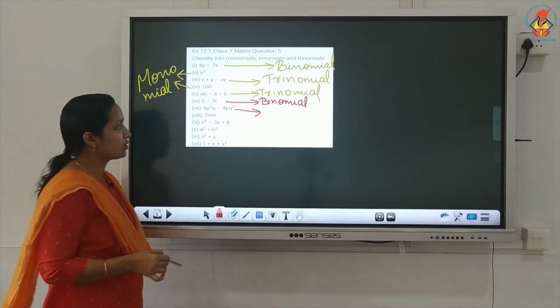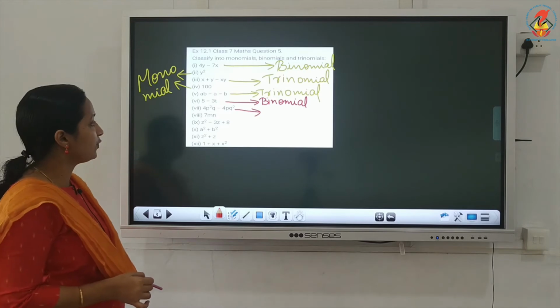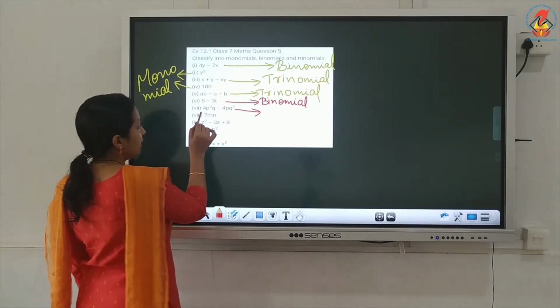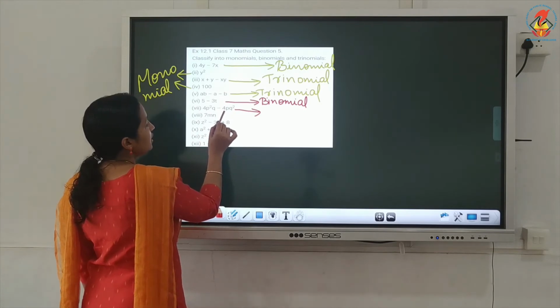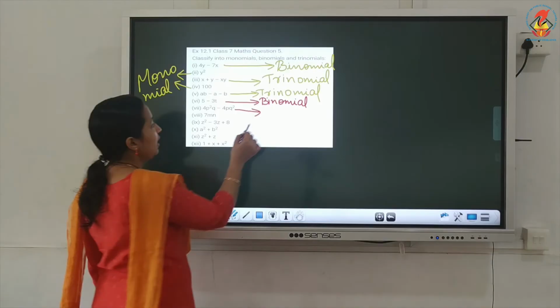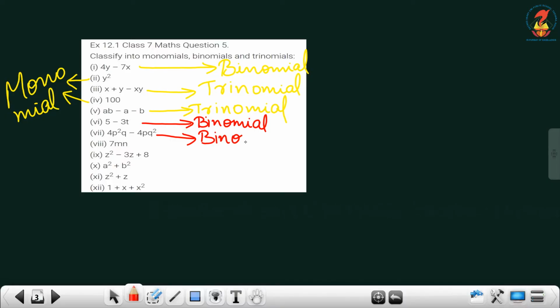Okay. Now look at the seventh question. 4p square q minus 4pq square. Two unlike terms, that's very important. Here it is p square q and here it is pq square. So they are unlike terms. So what can you say? This is a binomial.